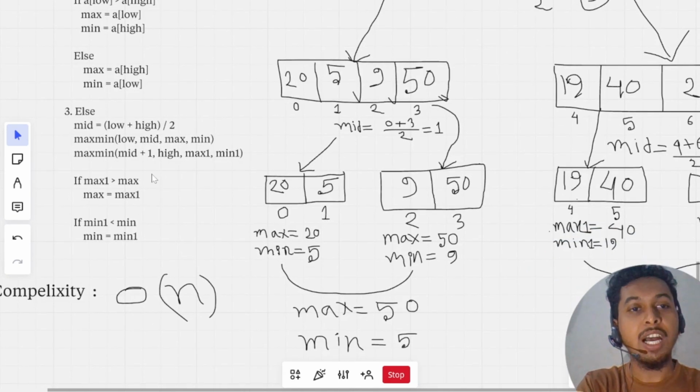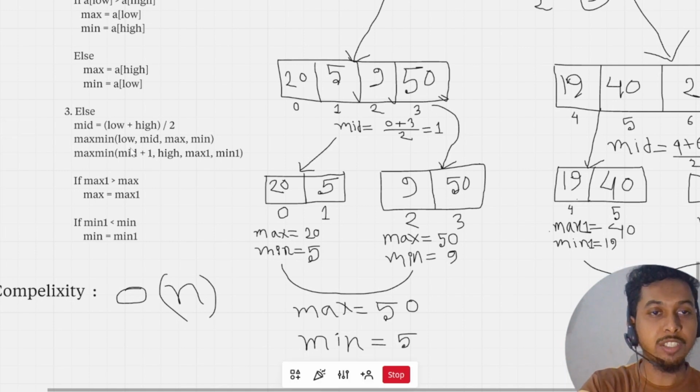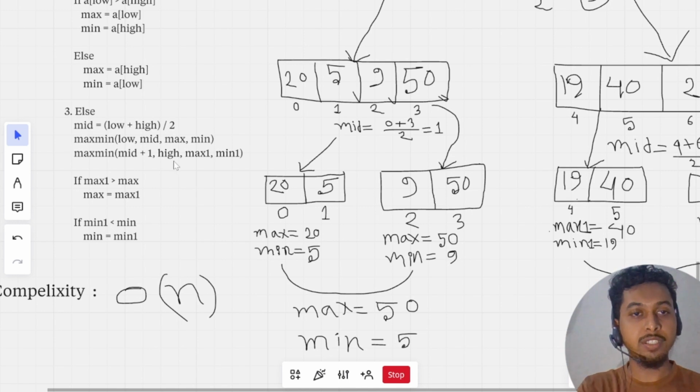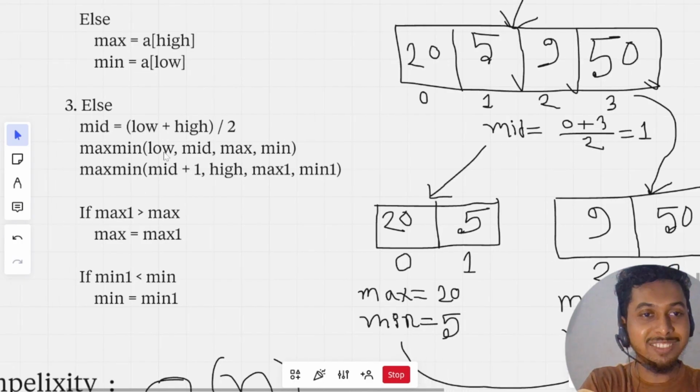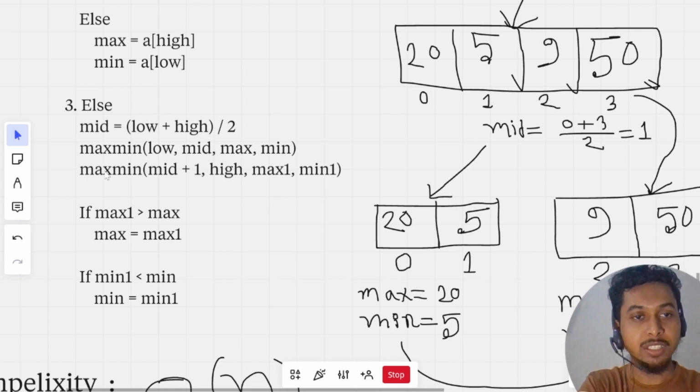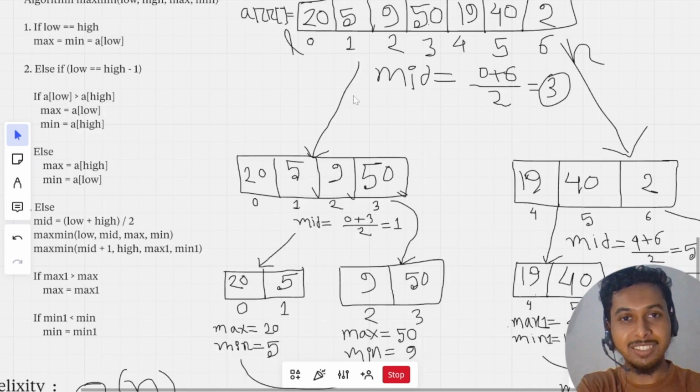Else, the array contains more than two elements. That means we just find the mid value and recursively divide the array into two parts. This is the function maxmin with low to mid, giving max and min, and the other part, mid plus 1 to high, giving max1 and min1. This is the left subarray and this is the right subarray.